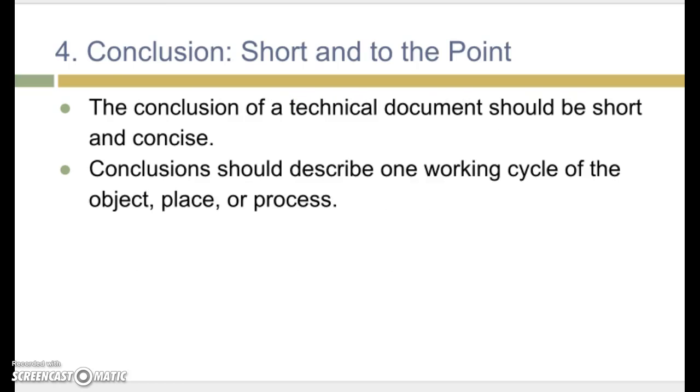Once you've finished the description of either the process or the mechanism, then you would move into the conclusion, and the conclusion is short and to the point. The conclusion of the technical document should also describe one working cycle of the object, the place, or the process. Okay, that wraps up our discussion on the technical description, the 3 major parts of it, which are the introduction, the body, and the conclusion, and the various moves that happen within each section.